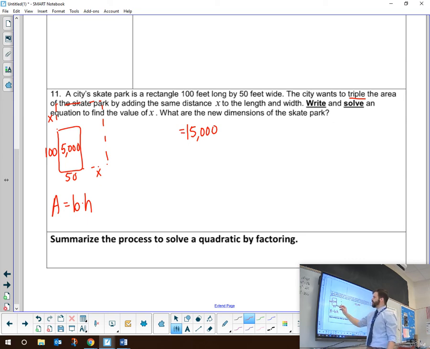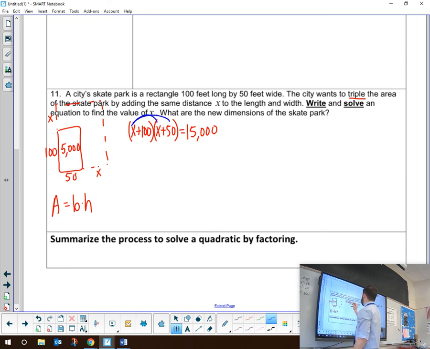Well, we could go all of this side plus all of this side, and we just leave my x's there. Watch, we could go x plus 100 times x plus 50. Hey, that equals 15,000. And now we can see how much I need to add to each side to make the new tripled area. That's going to be one big skate park. So now we just solve it.